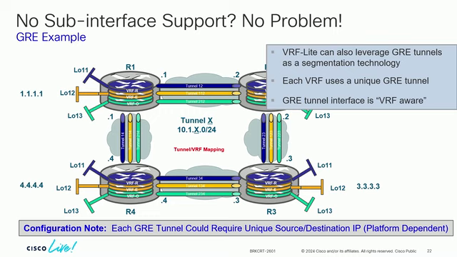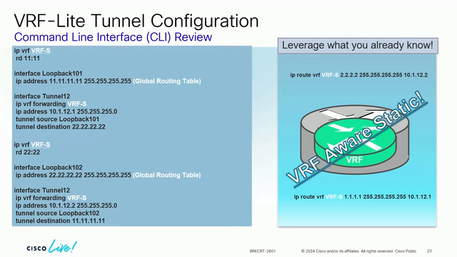Say you don't have a sub interface. This is very possible. A lot of times you don't have that capability to do it. You could use GRE, same topology, everything looks exactly the same. You would just use GRE over the top and still be able to use VRF Lite to segment your network.